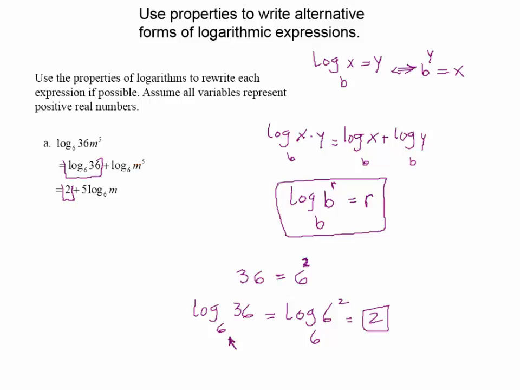With this one, you can use the power rule. Remember the power rule? If I have log of x to the power of n, I can move the n right in front of the log. So it would be n log of x. We're going to keep the base the same, here called b. So in this case, I can move this 5 right in front of log of m. So it would be 5 log of m with the same base 6.